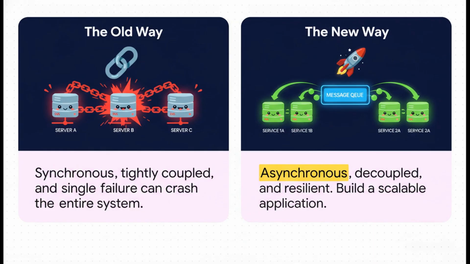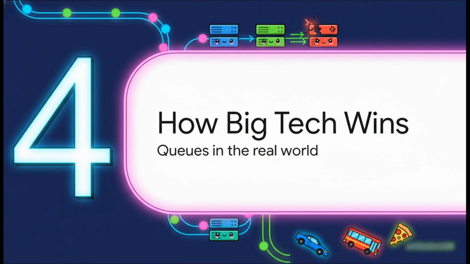I mean, just look at the difference here. The old way, that was synchronous, tightly coupled, and just brittle. Super fragile. One slow part could crash the whole thing. But the new way, it's asynchronous, it's decoupled, it's non-blocking, and it is incredibly resilient. Your system can now handle these massive, spiky workloads without even breaking a sweat. And look, this isn't some abstract, theoretical trick. This is how pretty much every major tech company on the planet operates at scale.